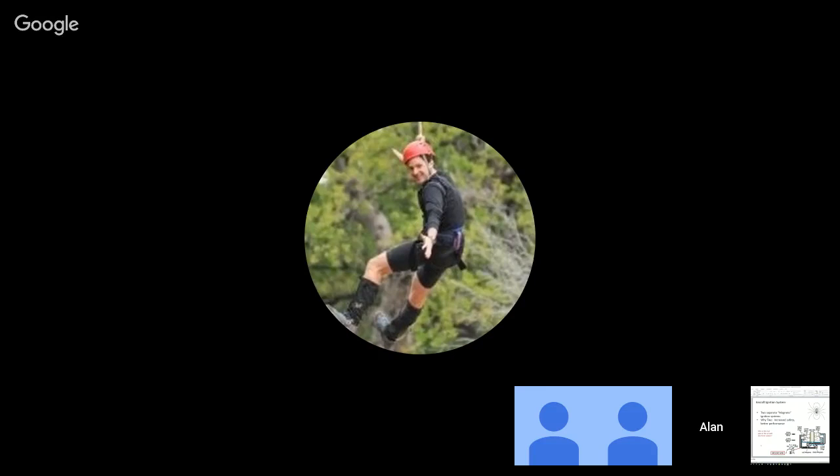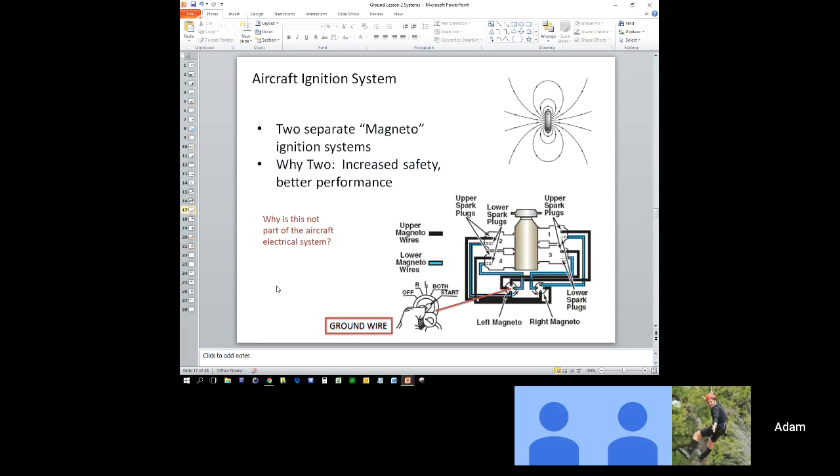And, in search of the answer, like, why is this not part of the aircraft electrical system? There aren't really clean answers out there. You can talk to people, but my belief is that this is independent of the aircraft's electrical system just so that when you have an electrical failure, your engine keeps running.